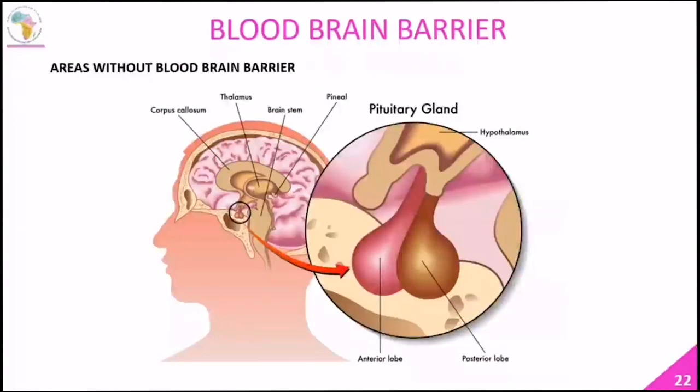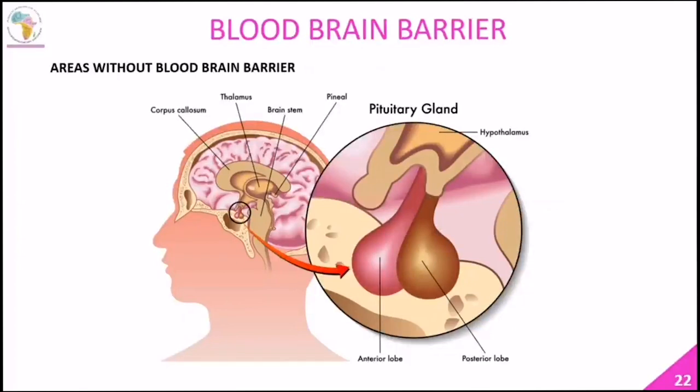There are a few areas in our brain that lack a blood-brain barrier system. The first of these is going to be our hypothalamus, which is located right here in our brain. Our hypothalamus is going to be the link between our central nervous system and our autonomic function, as well as integrating the functions of the nervous system with the endocrine system.